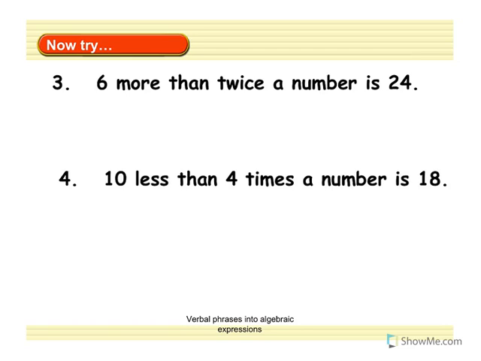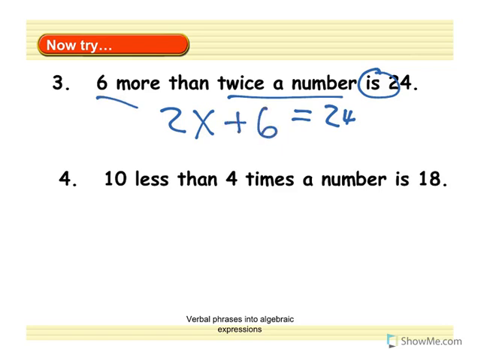All right, so why don't you guys try these two on your own before we move on to something new. So you can pause it, work on them in your notebooks, and then we're back. 6 more than twice a number is 24. Right? What's twice a number? 2x. What's 6 more than that? Plus 6. Right? So we don't really care if it's 6 plus 2x or 2x plus 6. Technically, I guess it would be a little bit better to say 6 plus 2x, but mathematically it really makes no difference when we're talking about a sum or a product.